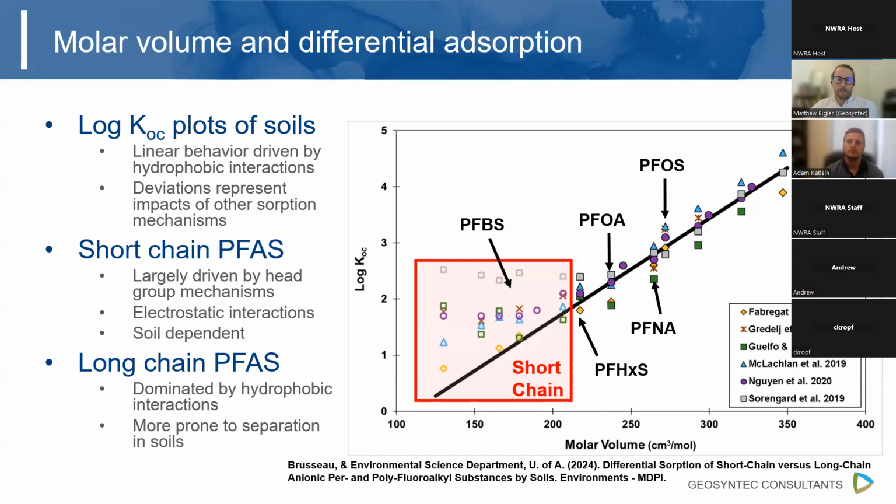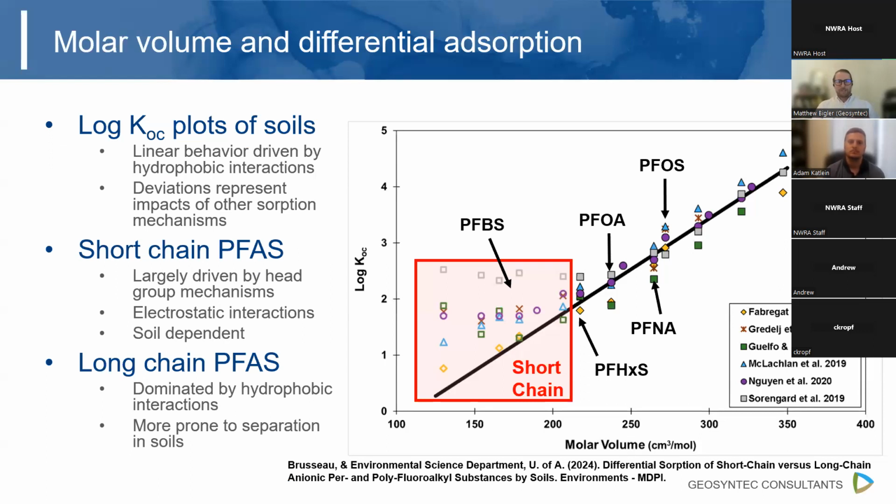And that's because our long chain PFAS, our PFHxS, our PFOA, our PFNA, and our PFOS are largely driven by these hydrophobic interactions, right? So they have enough significant molar volume that the main driving force for solid phase retention of these PFAS is this molar volume, this reduction of our interactions with water. Whereas our short chain PFAS, you see here, largely deviate from that log-linear relationship.